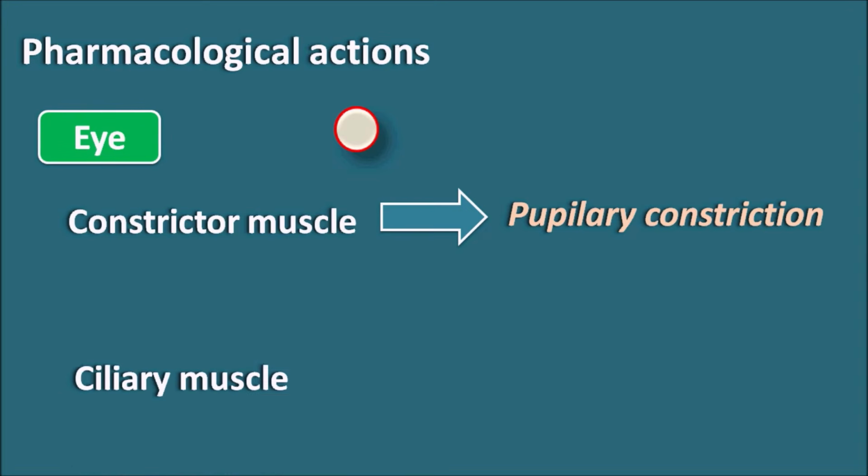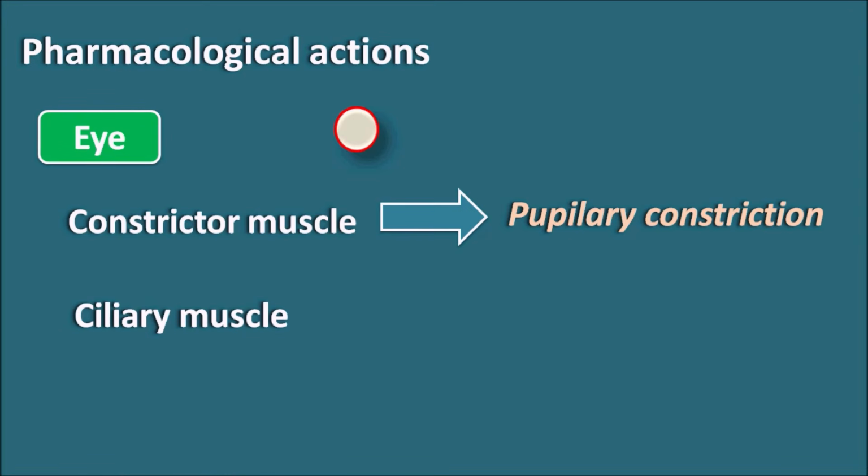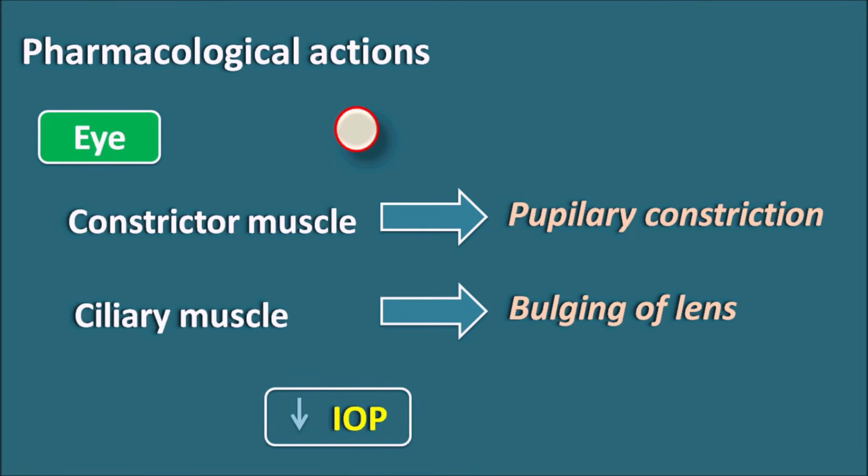And similarly, these drugs can also act on the ciliary muscle, and again they can produce the contraction of the ciliary muscle, which actually results in the accommodation of the eye. So here they can produce the bulging of the lens, which produces the accommodation of the eye. So in this way, the cholinergic agonist can produce the contraction of both the constrictor muscle as well as the ciliary muscle, and because of these two actions, they can finally decrease the intraocular pressure. As the intraocular pressure is going to be decreased, glaucoma can be treated by this cholinergic agonist.